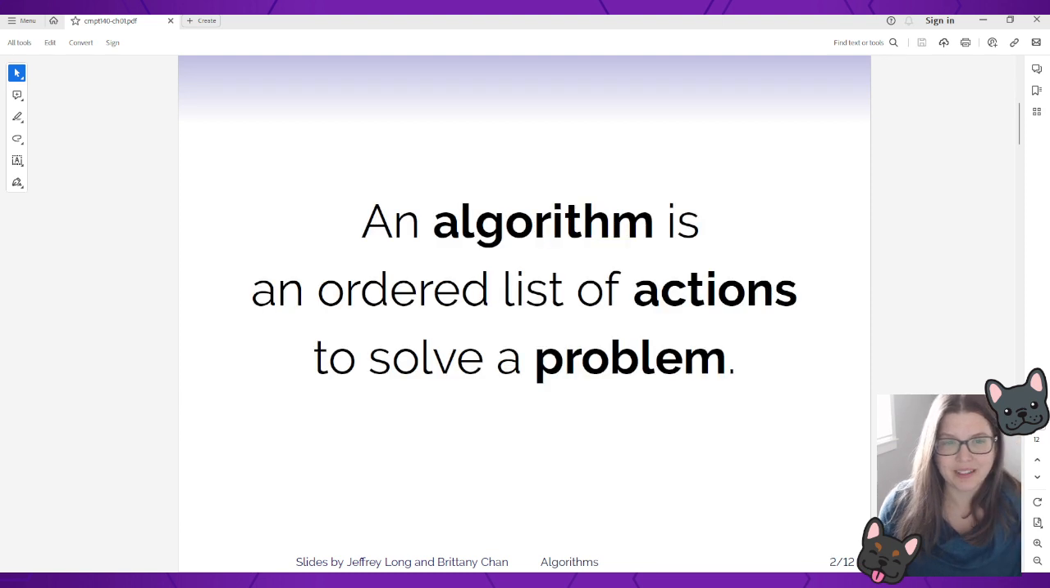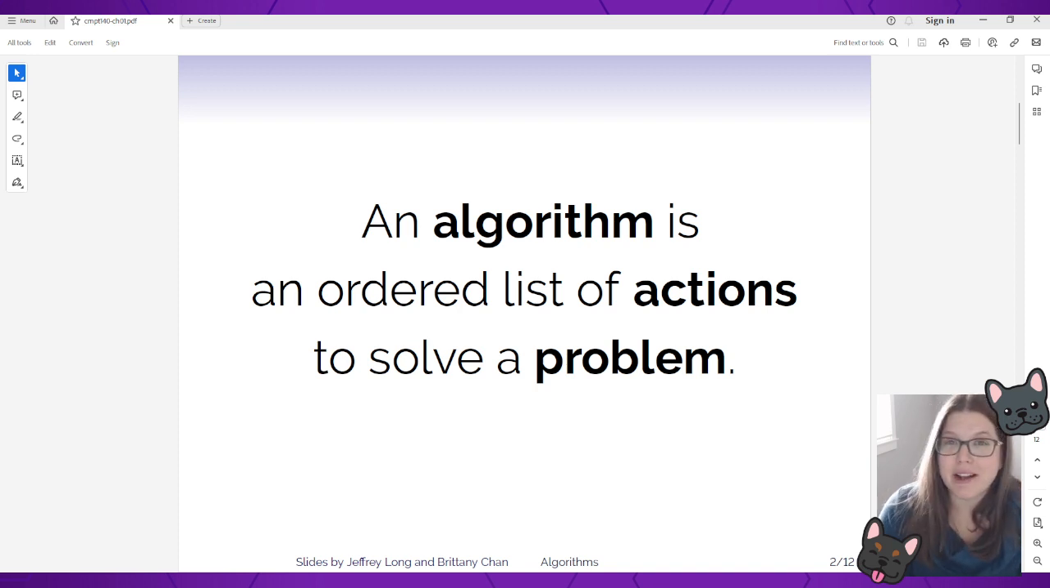So, as I mentioned, an algorithm is an ordered list with a set of actions, and it's used to solve a problem. So when you think about my IKEA example, my problem was I needed to build a dresser. I had a whole bunch of pieces that were not currently a dresser, but I knew if I combined them, they would become a dresser. And the instructions that came with that gave me my step-by-step actions that I needed to take in order to actually construct that dresser from all of those pieces.